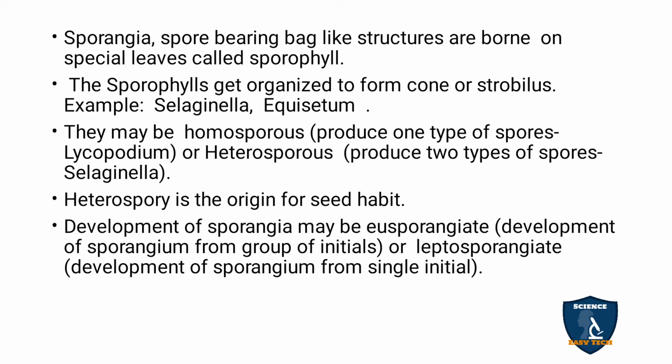So the sporophylls are organized in the form of a cone. This cone can be called a strobilus, which you can see in Selaginella and Equisetum. So in Equisetum and Selaginella, you can see the cone or strobilus-like structure where the sporangia are present. And in most cases it is homosporous. Presence of a single type of spore is called homosporous.